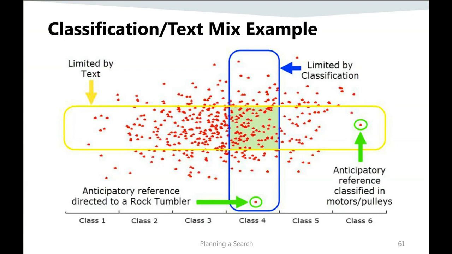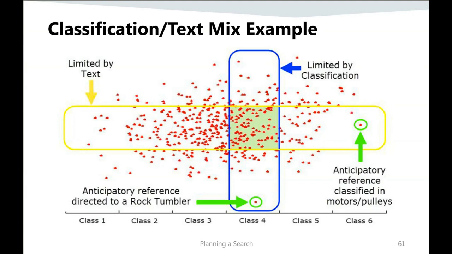However, because the initial search did not include the term rock tumbler, it would not be found in the yellow box. From this example, it can be seen that when combining text limitations with classification limitations, the best art might be excluded. That is why this technique should be used sparingly, and only when there are no other reasonable ways of reducing an answer set.